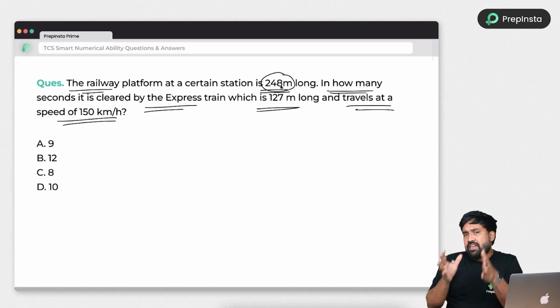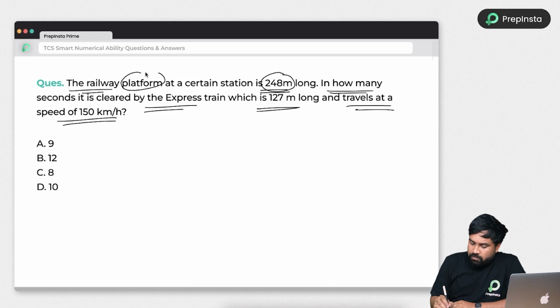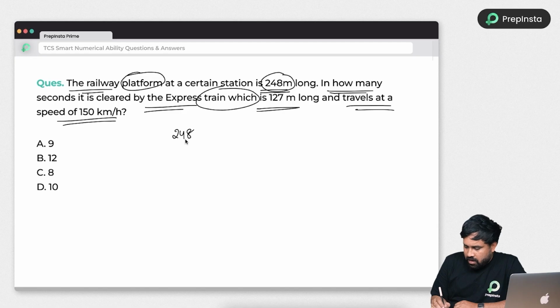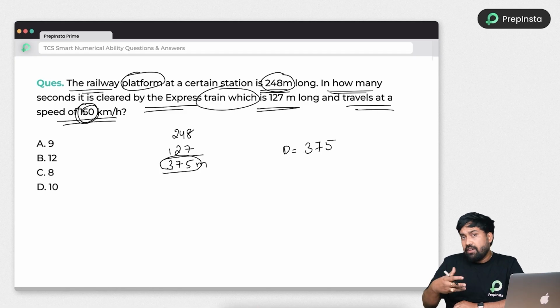So when we have a condition of platform plus train lengths, first add them. Simply 248 plus 127, which is 375 meters, the total distance. So we got D, and we have a speed, so we can find the T value.